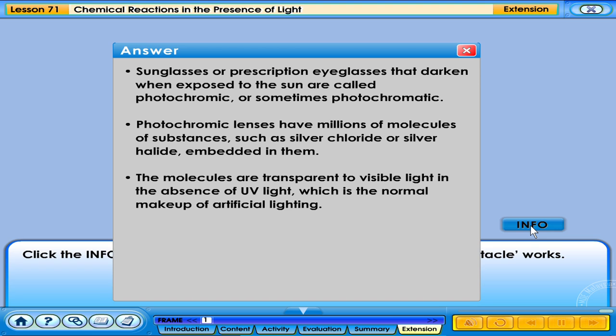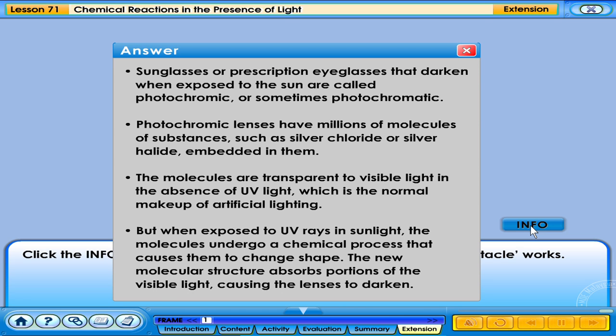The molecules are transparent to visible light in the absence of UV light, which is the normal makeup of artificial lighting. But when exposed to UV rays in sunlight, the molecules undergo a chemical process that causes them to change shape. The new molecular structure absorbs portions of the visible light, causing the lenses to darken.